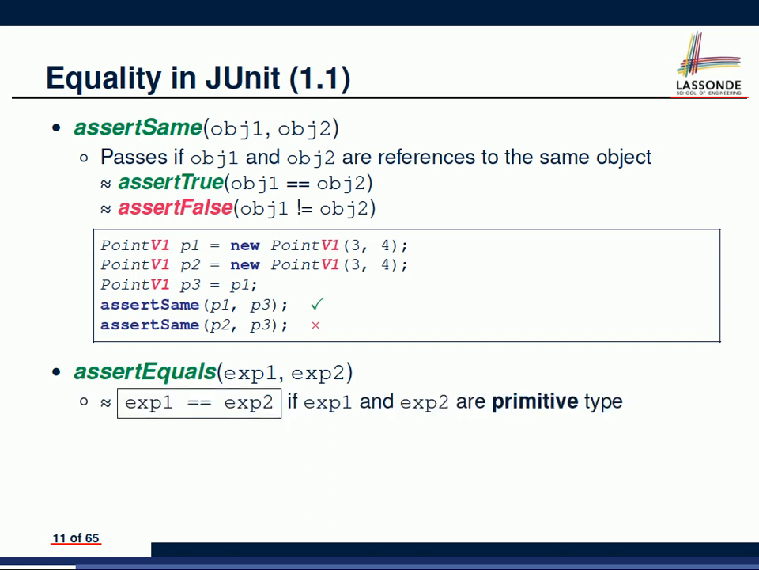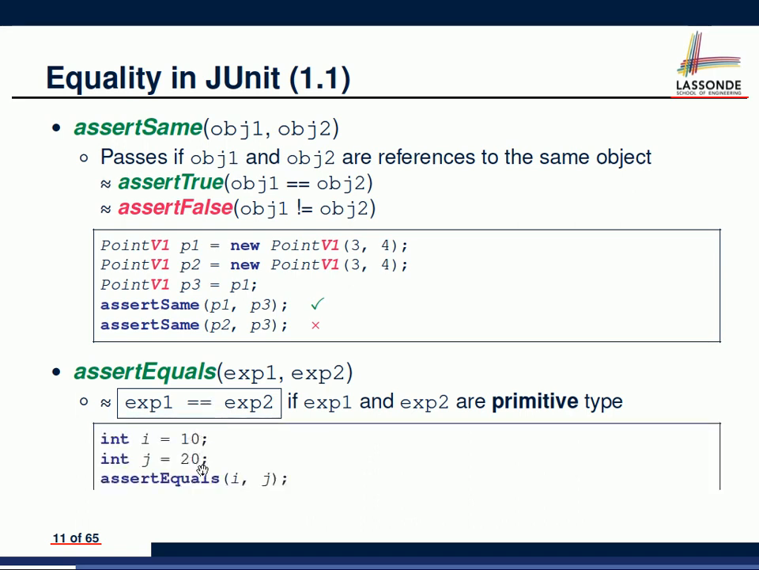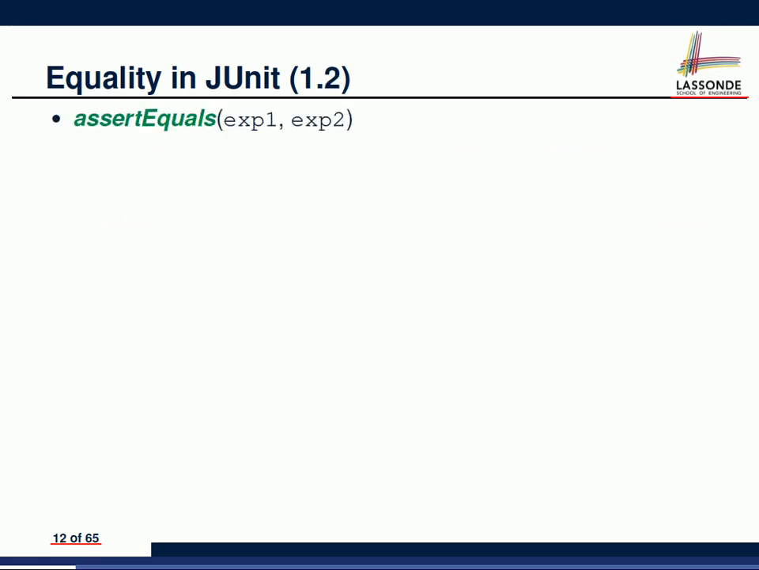If expression 1 and expression 2 are simply primitives, you will just compare values, not addresses. For example, if I've got i and j, 20 and 10, and I say assertEquals(i, j), it fails because of different values. Easy for the primitive case. The tricky case really is assertEquals when expression 1 and expression 2 are reference types. Let me go over the principle with you first, and then we'll do examples on Wednesday. Quickly, just one slide.